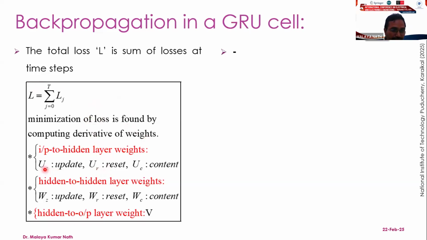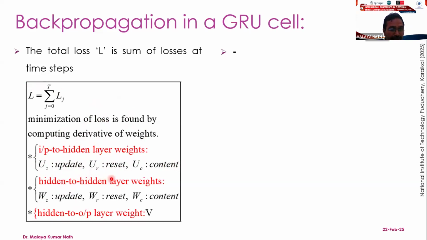to the weights. In the case of input to hidden layer weights, hidden to hidden layer weights, as well as hidden to output layer weights, they are present for both the update gate as well as the reset gate. So now, what is U? That is input to the hidden. That is nothing but UZ, UR and UC that are present, corresponding to the update, reset and content weights.